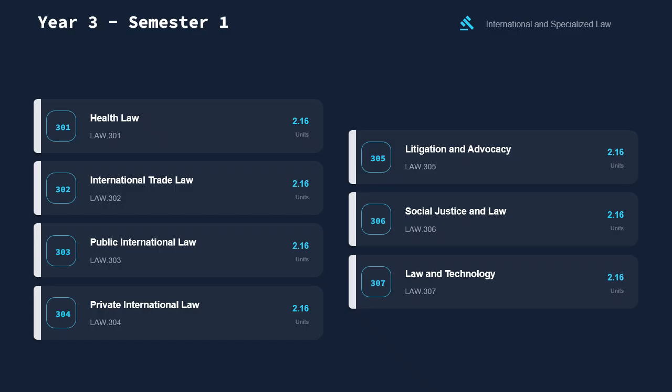4.3 Learning outcomes and competency benchmarks. By completing public international law, students should be able to identify sources and subjects of international law. Analyze state responsibility and treaty obligations. Evaluate use of force and security mechanisms.